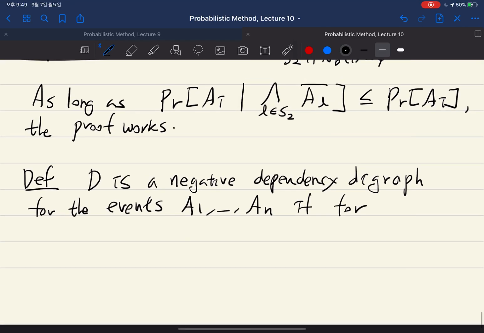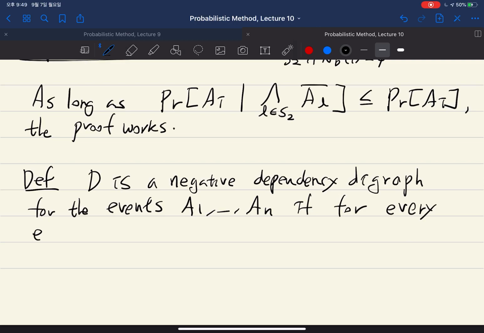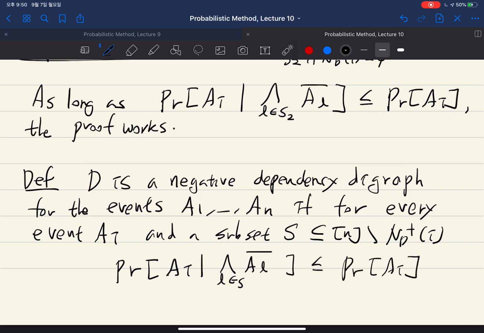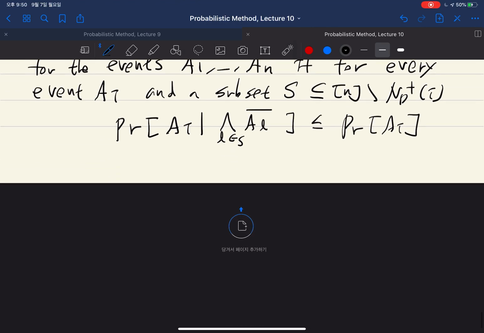if for every event A_i and a subset S, which is a subset that does not intersect with our neighborhood, we have this inequality. Then we say that this is a negative dependency diagram.